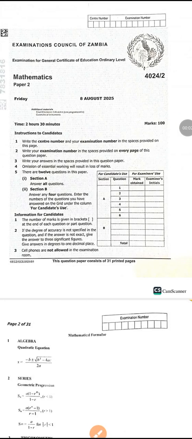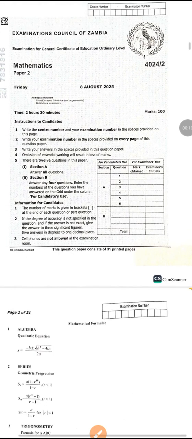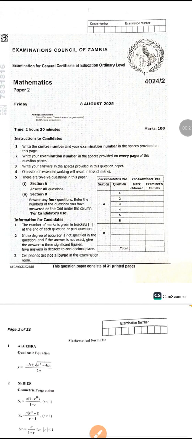All right, we are now doing the overview of Mathematics Paper 2 2025 GCE. If you haven't watched the first overview, in which I was showing the overview of Paper 1, kindly check my previous video. You are going to find that paper.